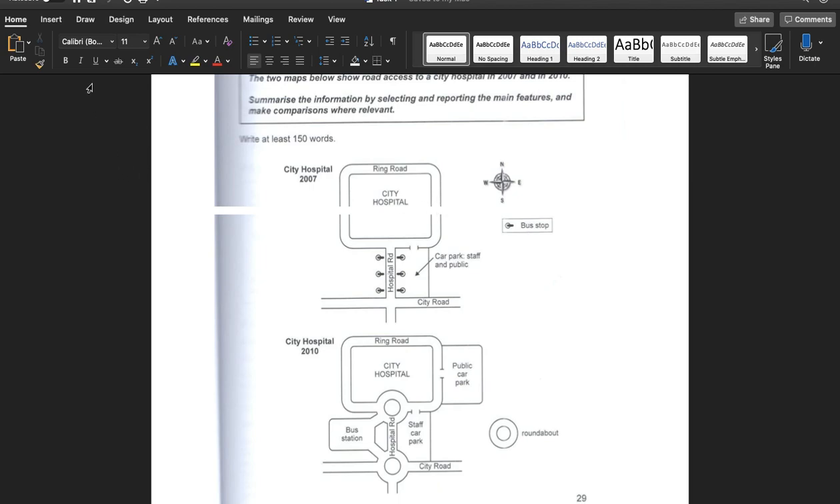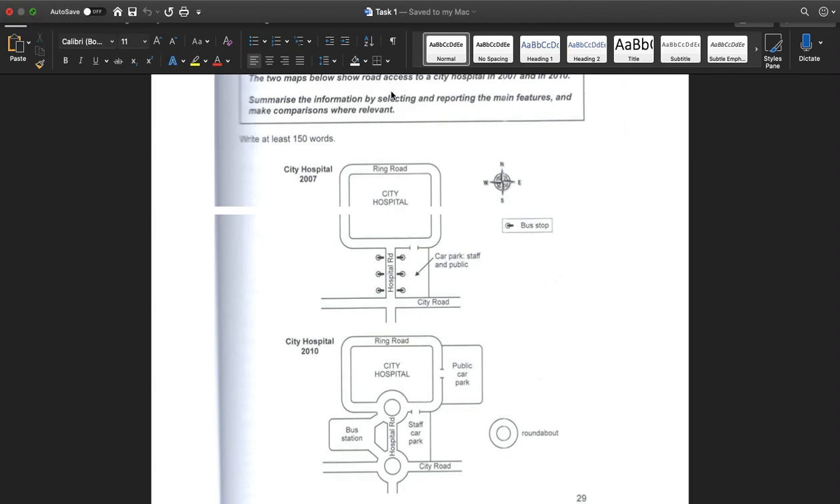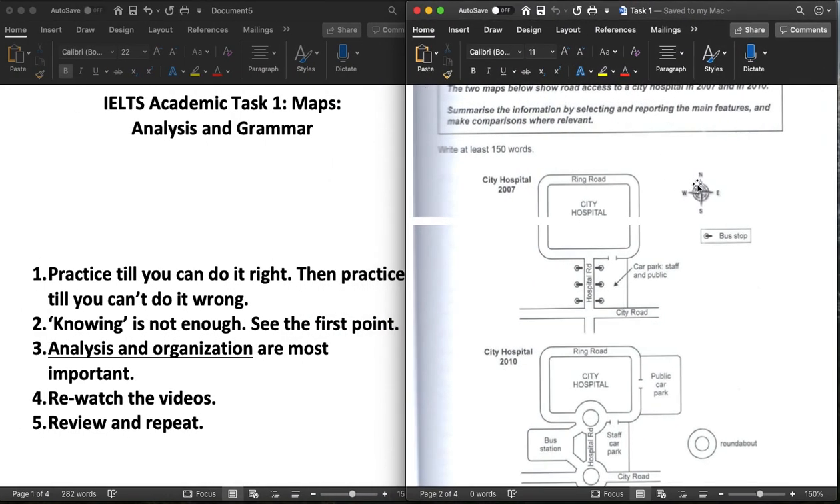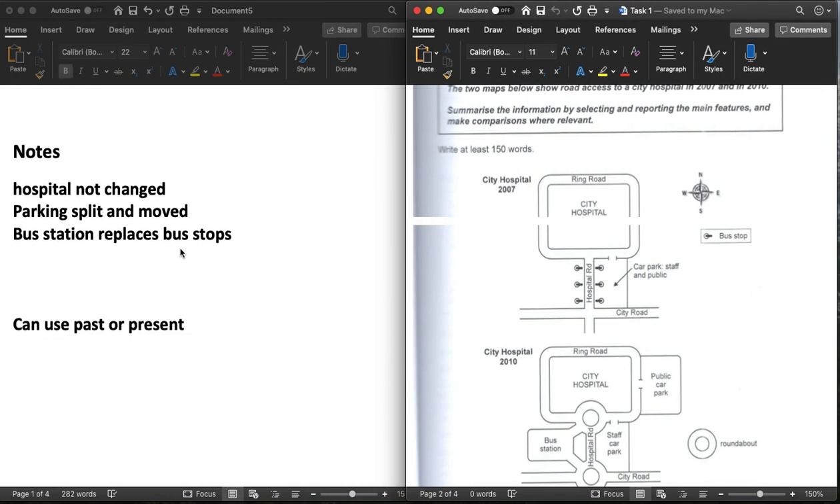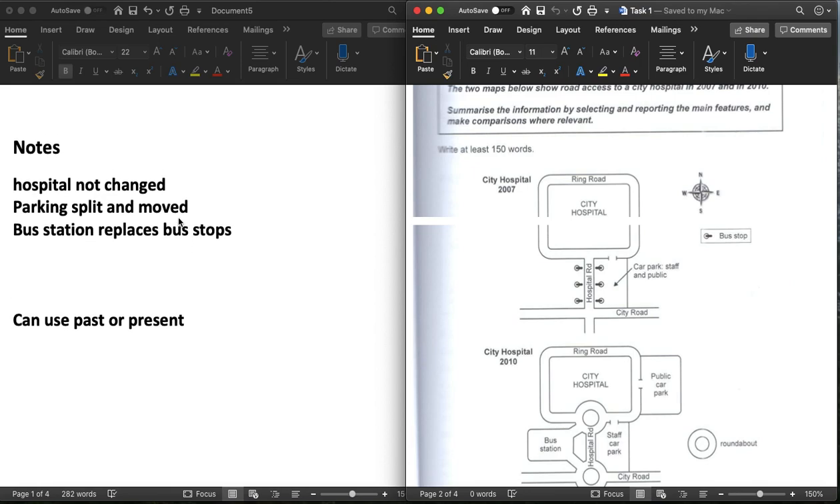All right, welcome back. I'm sure you did a wonderful job analyzing. Let's take a look at this together. This one's pretty straightforward. Not a lot has changed with the hospital itself. The parking has been split and moved, so you can see those both are there, and the bus station has replaced the bus stops, which used to be here. Also note we have the compass, north, south, west, and east.